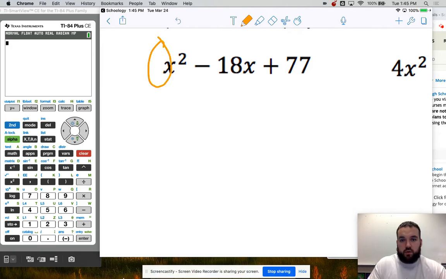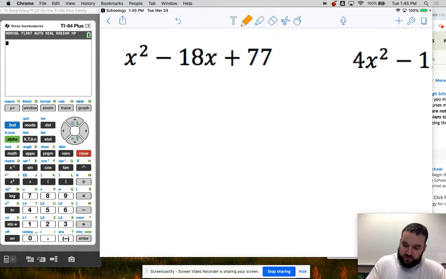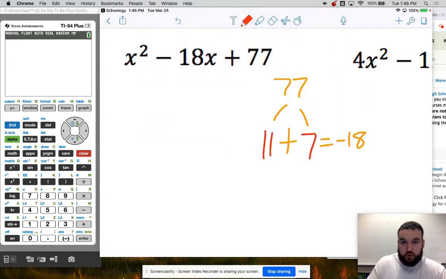Because there's no number in front of x squared and there's no GCF in the entire problem, I can go right to finding numbers that multiply to 77 and add up to negative 18. Anytime I see a double number like 77, I think 11 and something. And sure enough, if I do 11 and 7, which multiply to 77, in order to make it add to negative 18, I just make both of the numbers negative.